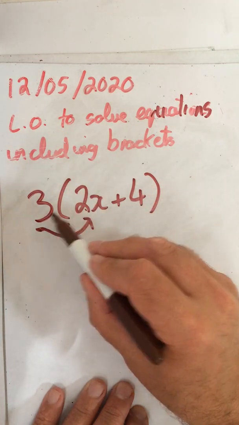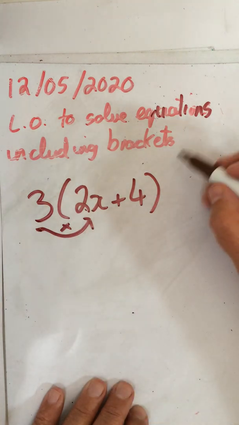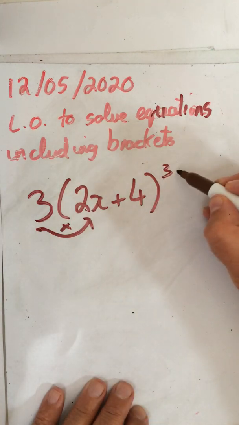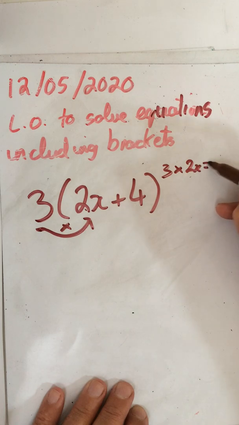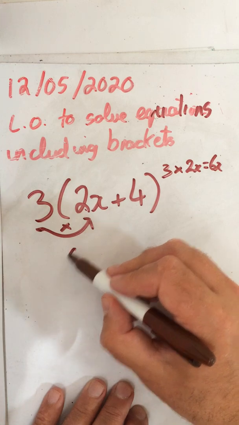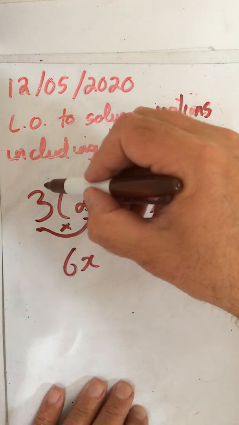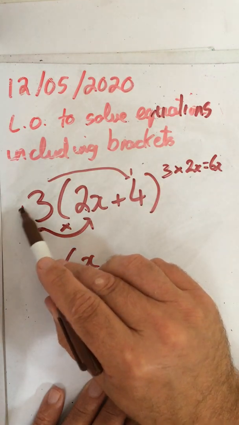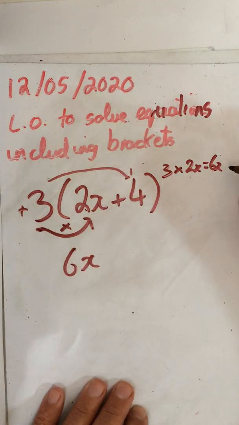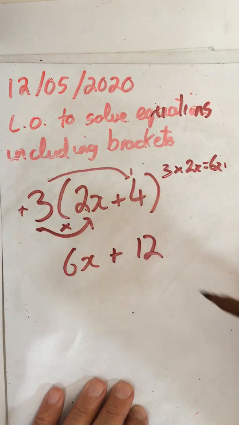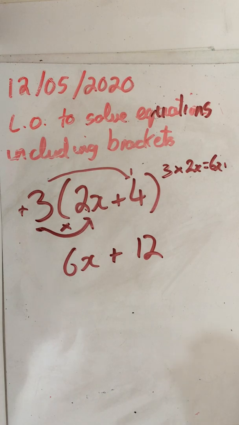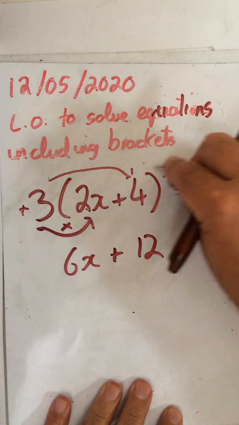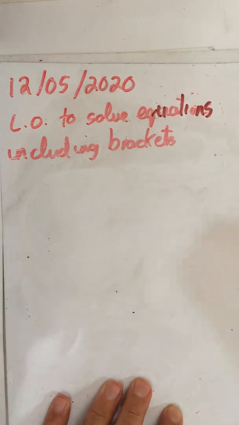So the first thing we do is 3 times 2x. I'm going to just do this on the side, you don't have to yourself. So 3 times 2x is 6x. And then we have to do the 3 times the 4, and it's a positive 3 times a positive 4, so it gives us a positive 12. So that's that bracket expanded. I'm going to do a couple more.